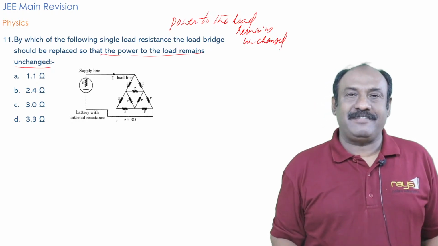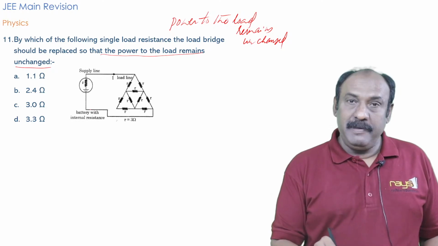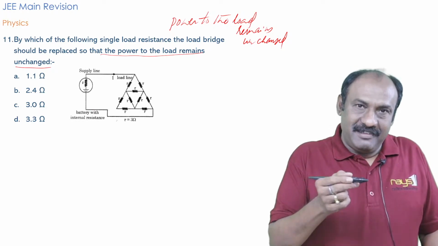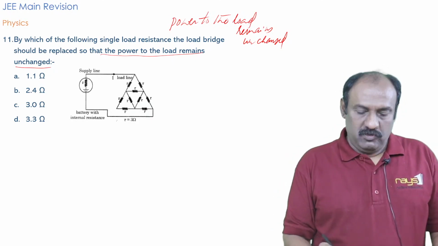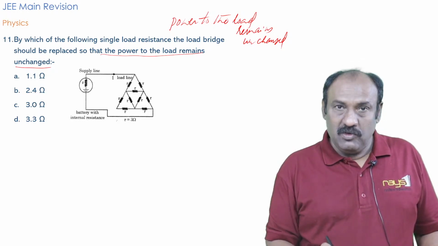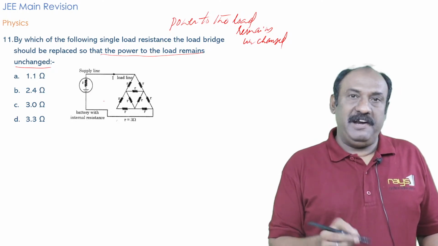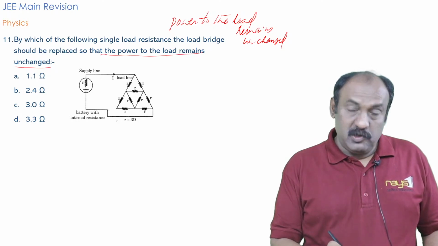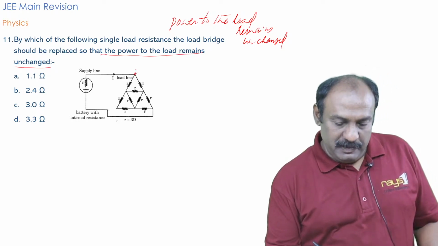Power to the load remains unchanged means whatever the resistance of this bridge, that will be equal to the internal resistance of the cell used in the supply. So here in this case the internal resistance is R, that is also equal to the individual resistor values in the load bridge. So here I am going to calculate the effective resistance of the load bridge in between these 2 points.